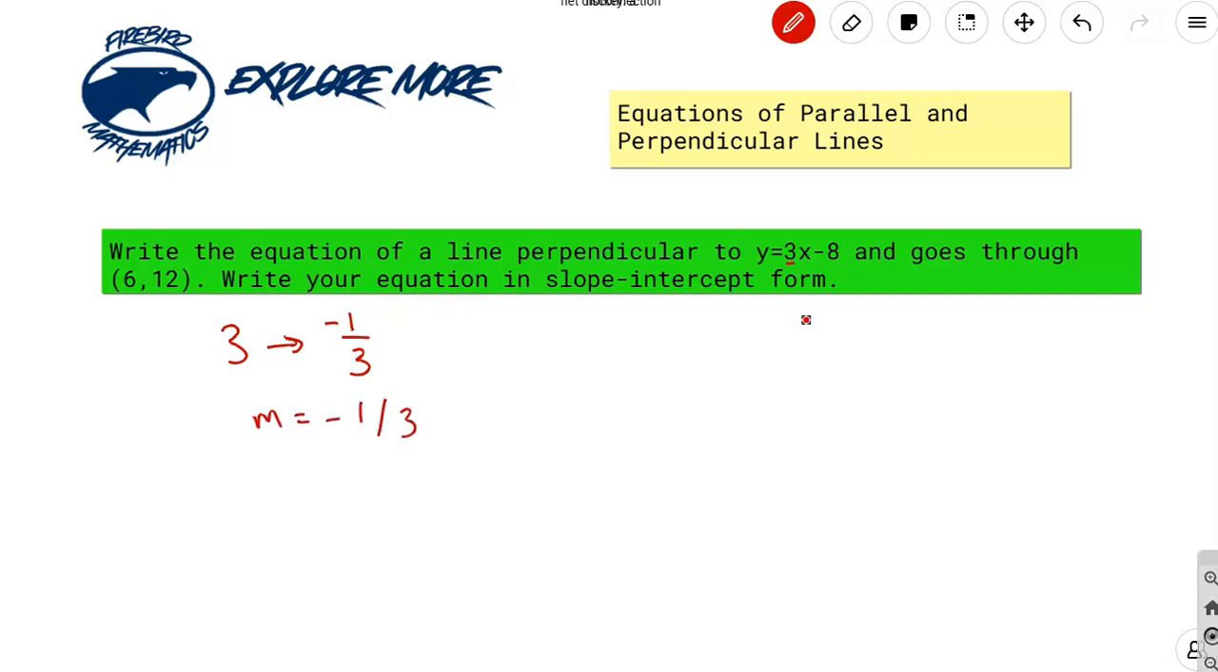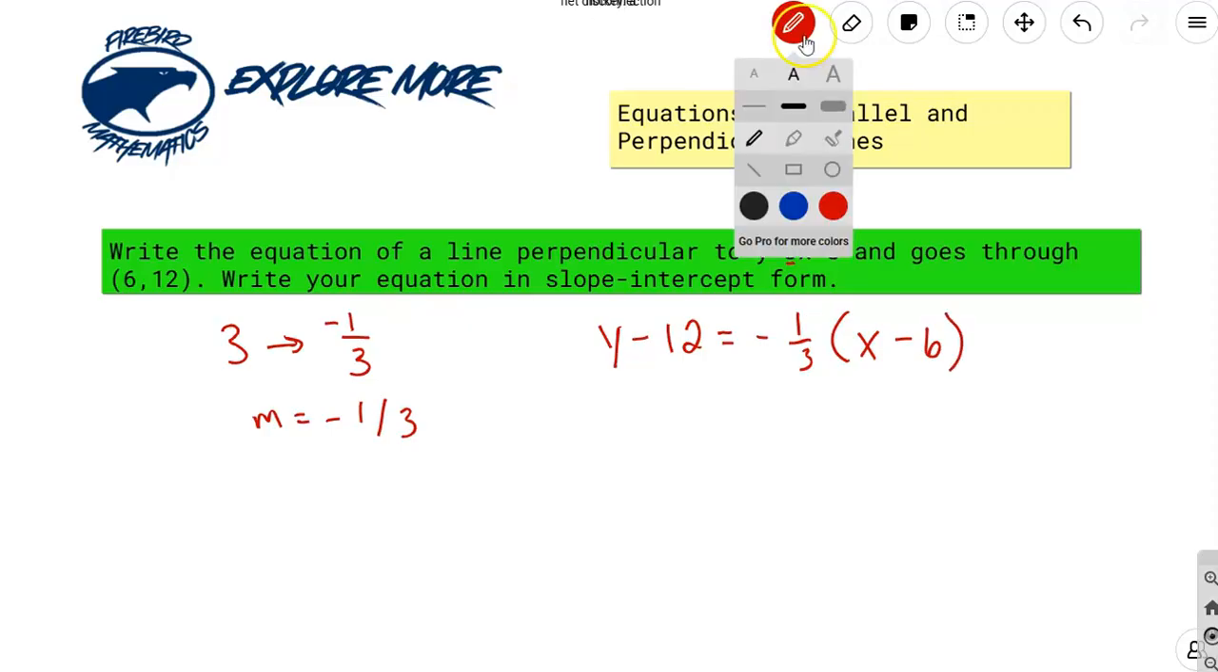All right, so now we have a slope and we have a point. So let's use point-slope form. So y minus 12 equals negative 1/3 times x minus 6. Okay, so this is it. We did it. We found the equation of a line that's perpendicular to our original line and goes through 6, 12, but the question wants it in slope-intercept form.